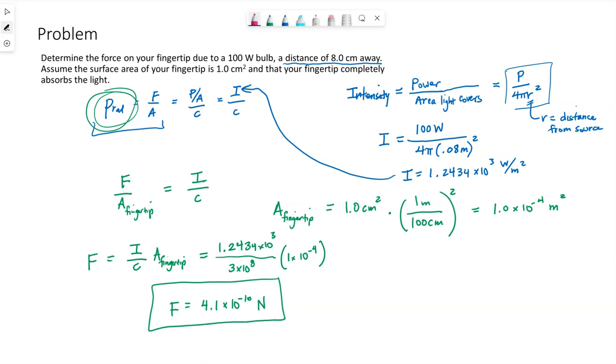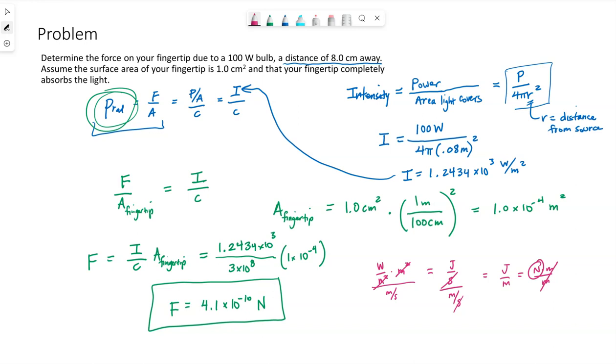If you want to follow the units through, intensity is watts per meter squared. And then we're multiplying it by an area, which is in meters squared. And C is the speed of light. A watt, though, is a joule per second, which we're dividing by meters per second, so the seconds cancel. So we have joules per meter. A joule is a newton times a meter. When we divide by meters, we're getting the newtons.